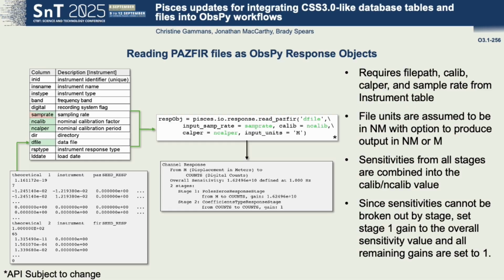The sensitivities from all stages are combined into the calibration value in the database. I cannot break them out by stage. What this means is that I set the gain for all stages after stage 1 to 1. And then I set the gain of the first stage, typically pole 0 or FAT, but not always, to the total sensitivity value, and then set that in the instrument sensitivity object or stage 0 object.